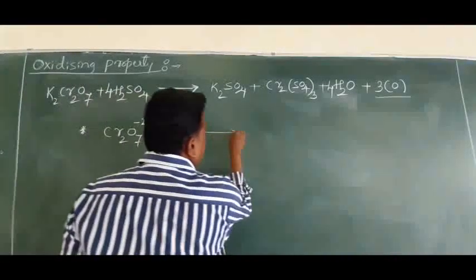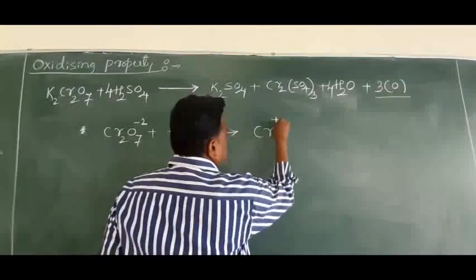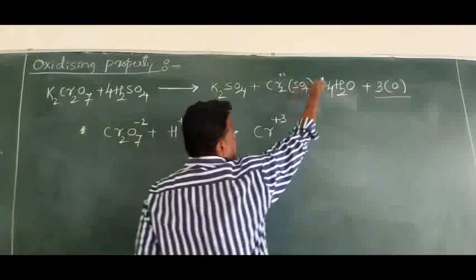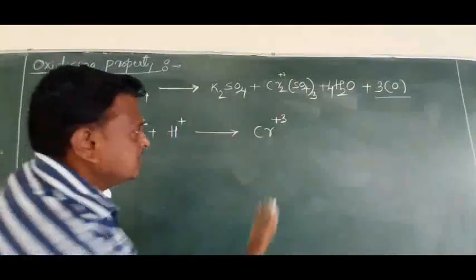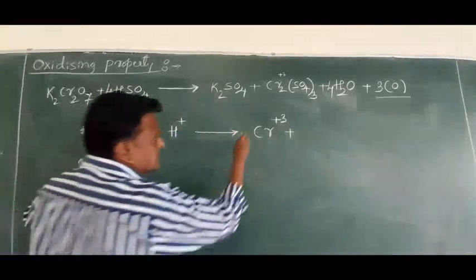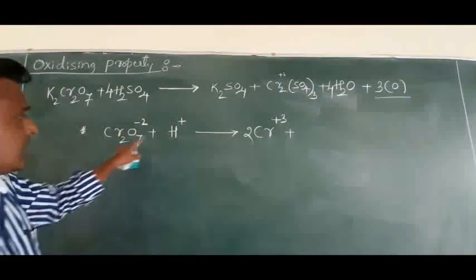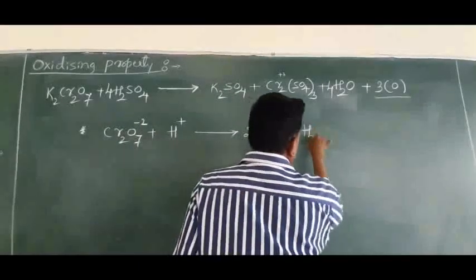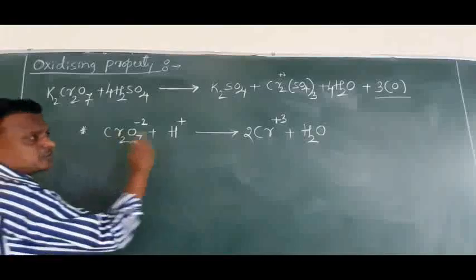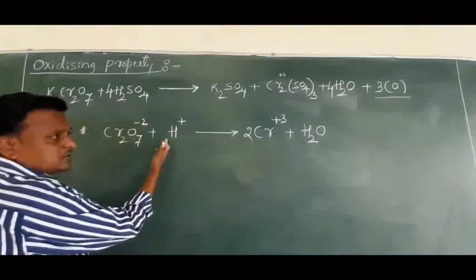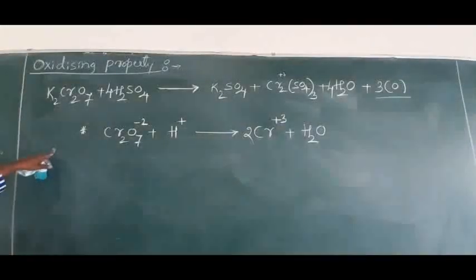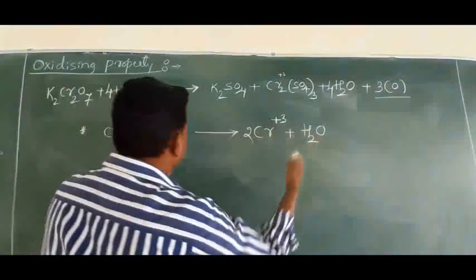It reacts with acidic medium to form the compound where chromium is +3. Here also it is +3, because sulfate is -2, so automatically chromium is in the +3 oxidation state. Chromium +3, yes, you have to balance this with 2, and hydrogen is balanced with the help of releasing water. So 2 chromium. You can use the hydrogen to balance carefully. You have to balance the hydrogen component.